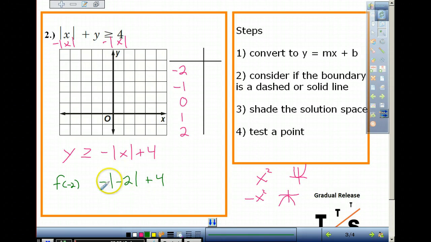Treat the absolute value just like parentheses in an order of operations. So we do this first. What's the absolute value of negative 2? 2. So we still have this negative outside, and we still have this plus 4. So negative 2 plus 4 is just 2. What about negative 1? What do you get when you plug in negative 1?